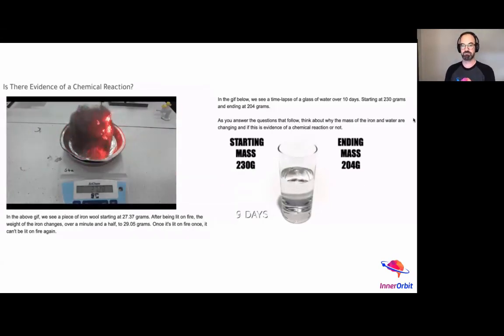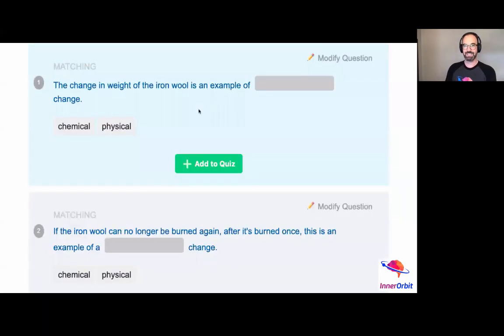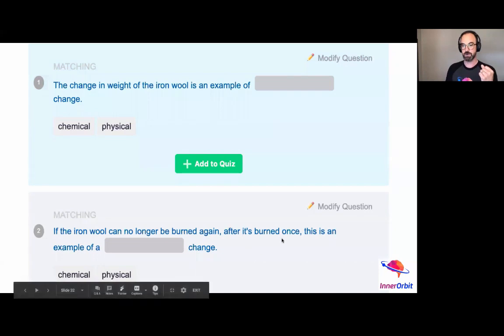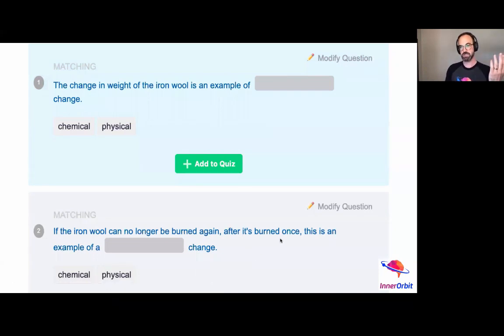And the question is, can you use any of this evidence to show that there has been a chemical reaction or not? And we do state to students that the iron wool cannot be burned a second time after it's burned the first time. So kind of a spoiler, I guess. So in the first couple questions, we say the change in weight of the iron wool is an example of a blank change. Do you understand whether change in weight is a chemical or physical change? If the iron wool can no longer be burned again after it's burned once, this is an example of a blank change. So now we're just assessing, do you understand the differences between physical and chemical changes?